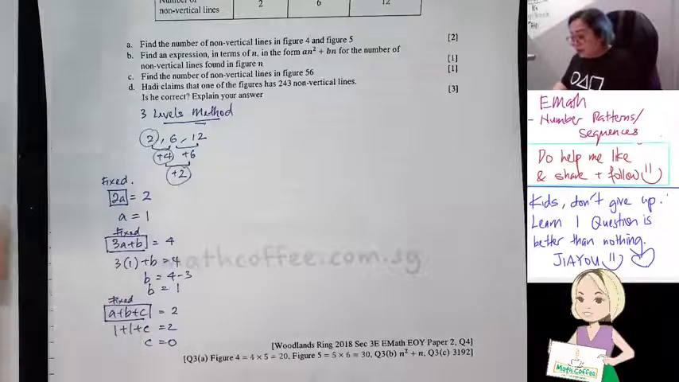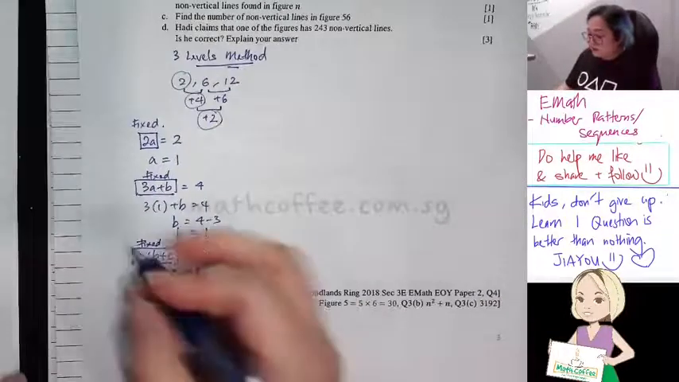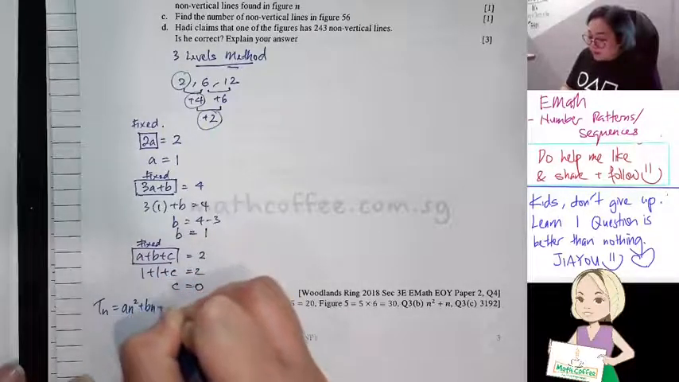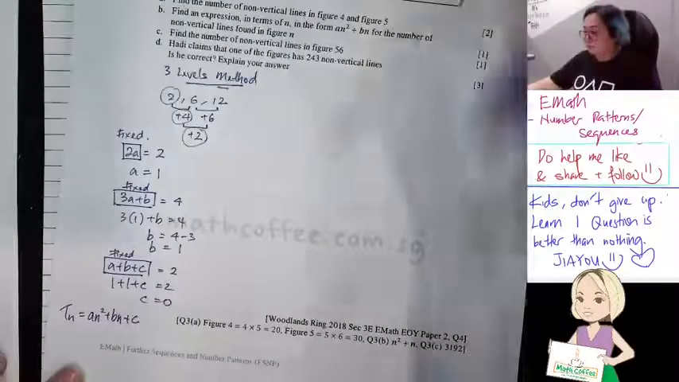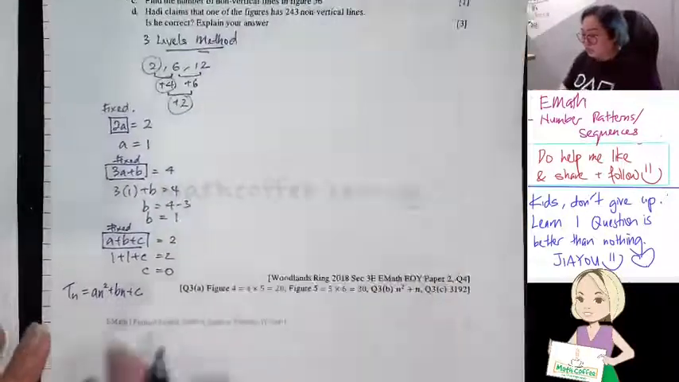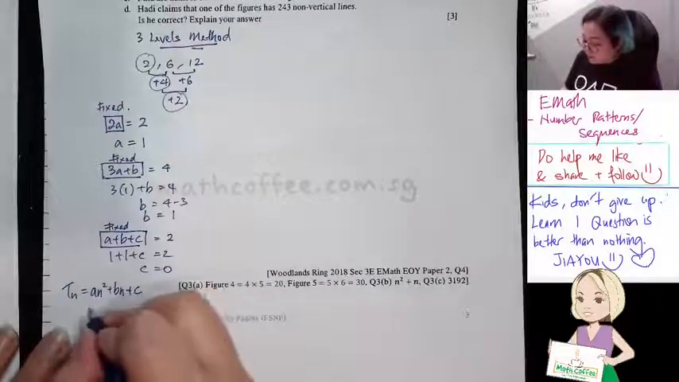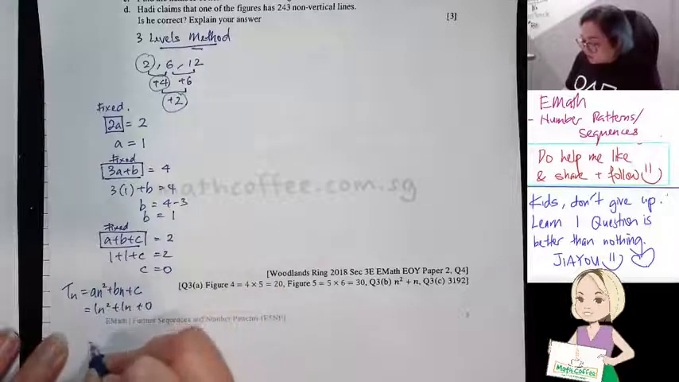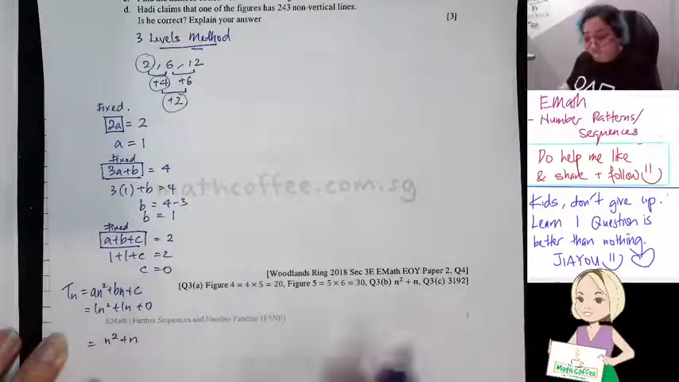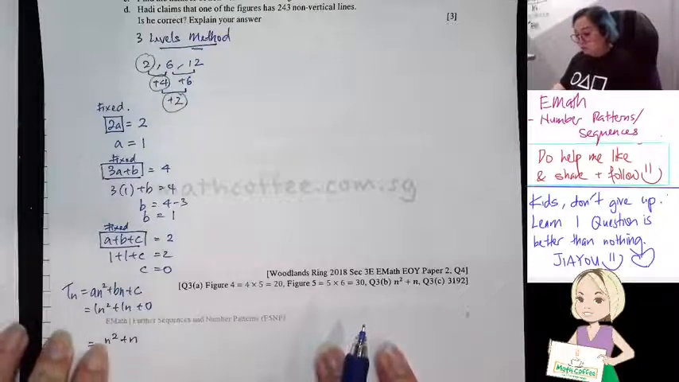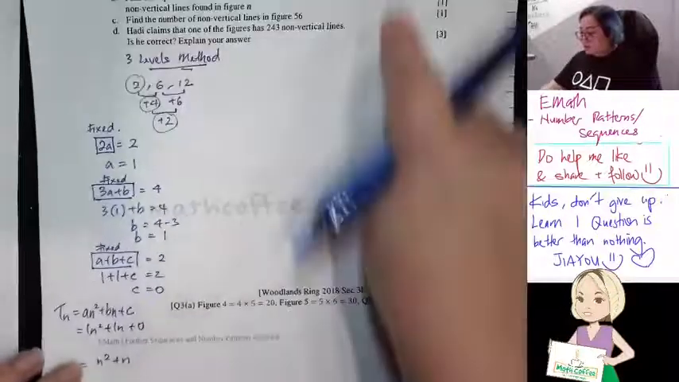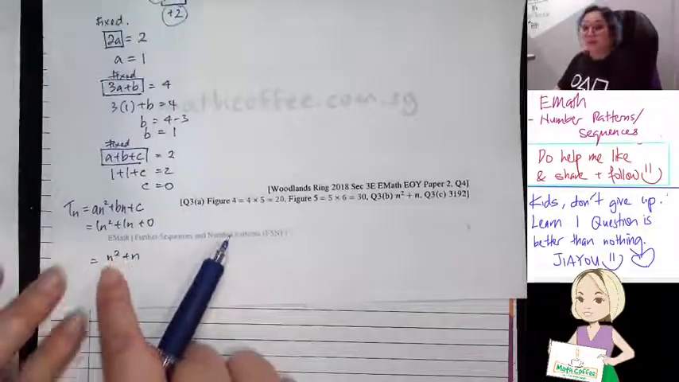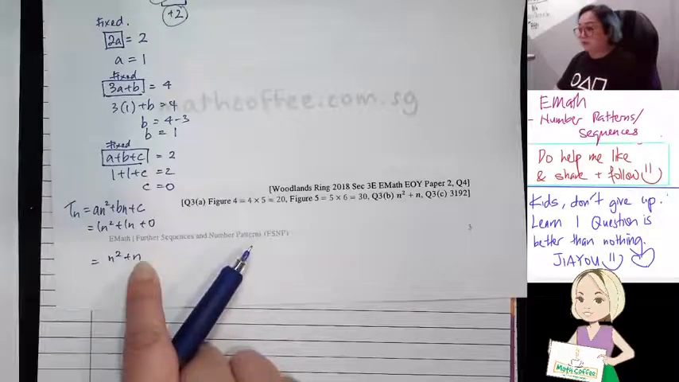So for the Tn formula, it is in the form of an squared plus bn plus c. So then just fill in the a that you have found. My a was 1, my b was 1, and then c was 0. So when you simplify this, you get n squared plus n. Right? Let's test it. So Tn. This is figure 3, right? So if I'm going to start 3, 3 squared is 9. 9 plus 3, 12. Correct? So I can get it.